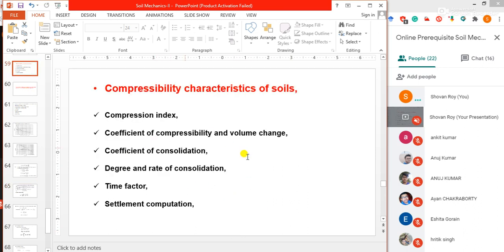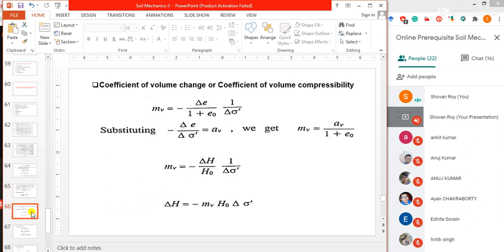Next, coefficient of volume change. What is the coefficient of volume change? The coefficient of volume change is the change in volume of a soil per unit of initial volume due to a given unit increase in the pressure. This is mv equals av by 1 plus e0, where av is the coefficient of compressibility.